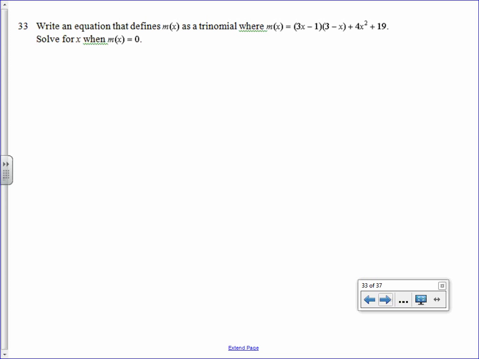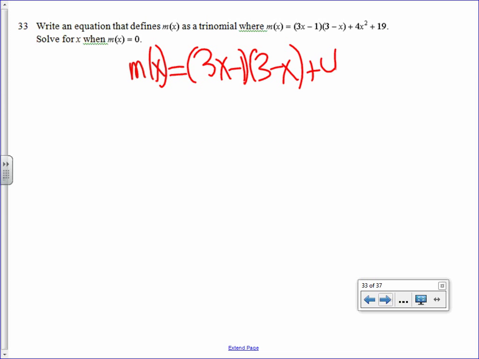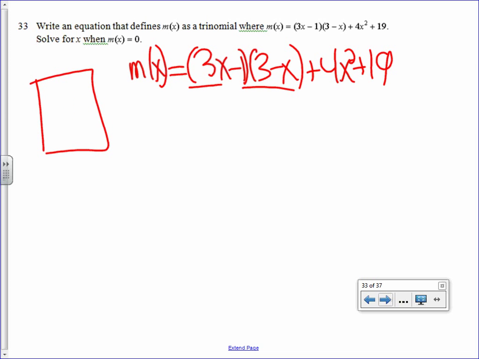Write an equation that defines m of x as a trinomial, where m of x equals. Well, sometimes I say this is a question that you need to be able to do, and sometimes I say this is a tough problem. This is a tough problem. It's a lot of algebra. I have to solve this and make it into a trinomial. Well, the first thing I have to do is to get rid of the parentheses. I need to multiply these.